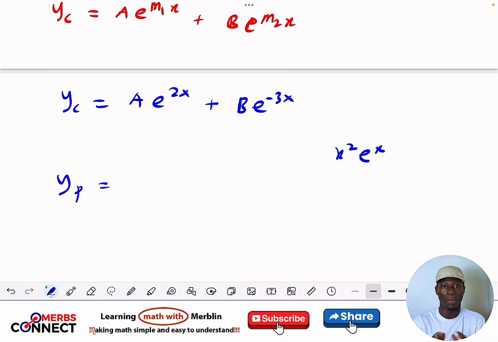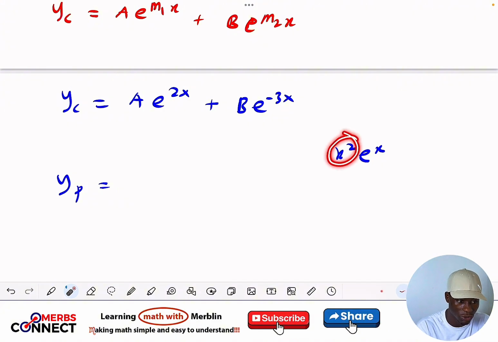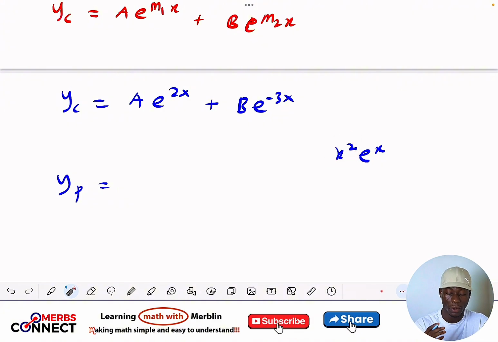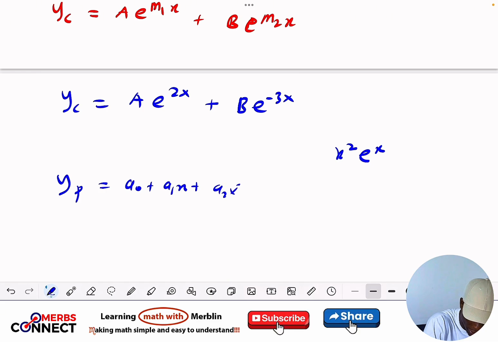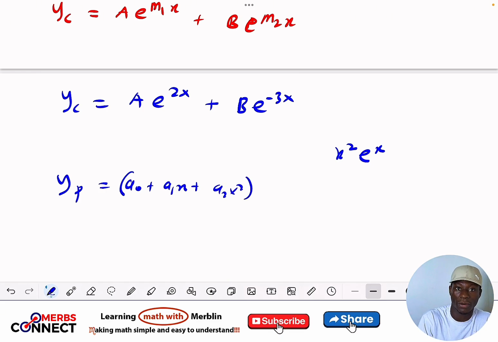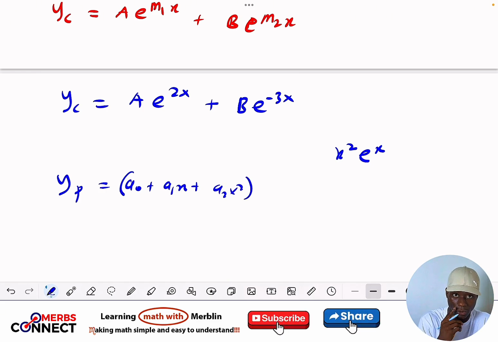So this is a polynomial function and an exponential function. The polynomial function is to the power squared, so let's have something to the power squared. So I can have a0 plus a1x plus a2x squared, right? This is a quadratic, a polynomial function with degree 2, and then we multiply it by the exponential function.